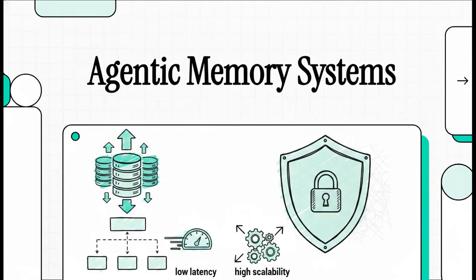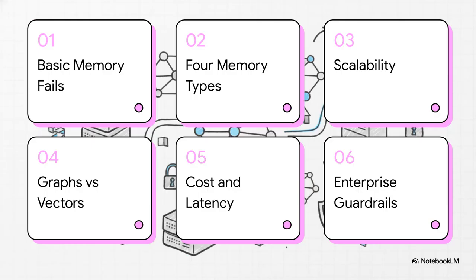Welcome to the Explainer. Today, we are exploring Module 11, Production AI Systems, and specifically the absolute necessity of agentic memory. I am so excited to dive into this with you and figure out how we actually scale AI memory for production, looking at everything from databases and memory optimization to latency, scalability, and the enterprise guardrails required to keep these systems secure. Here's our agenda for today.